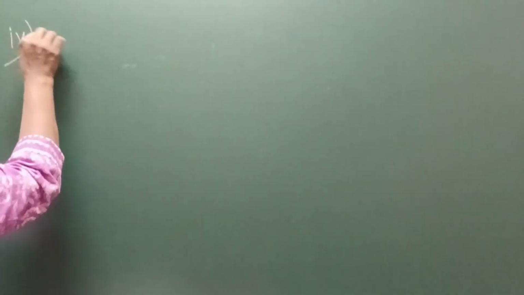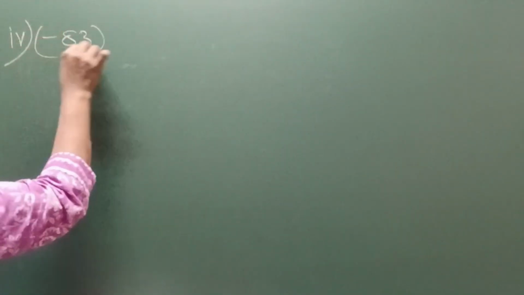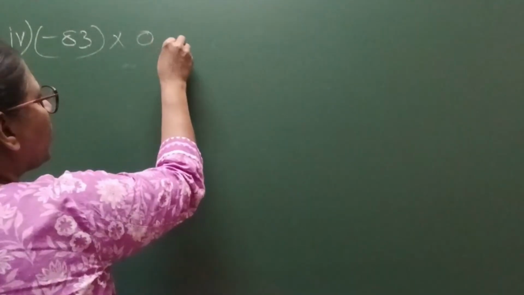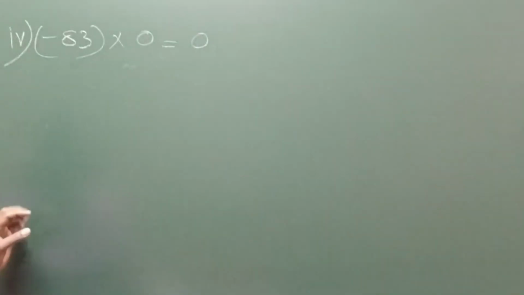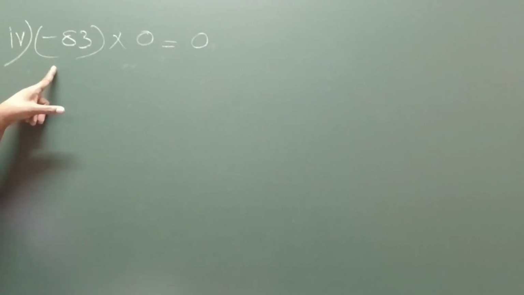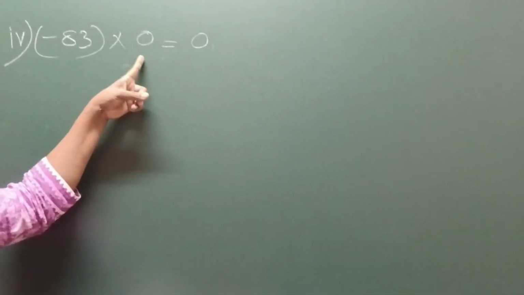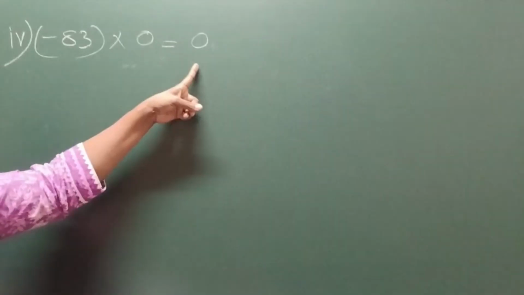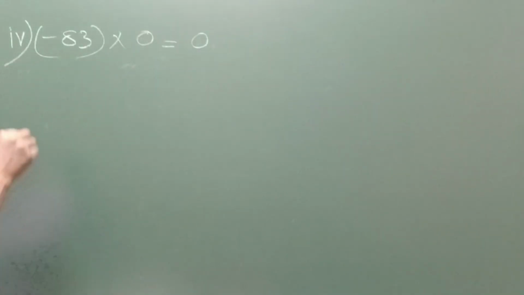Next question is minus 83 into 0. We already learned that any number multiplied by 0 gives the product 0. In this case we don't need to bother about whether it is a negative or positive integer, because we are multiplying by 0. So the answer will always be 0. Next question.